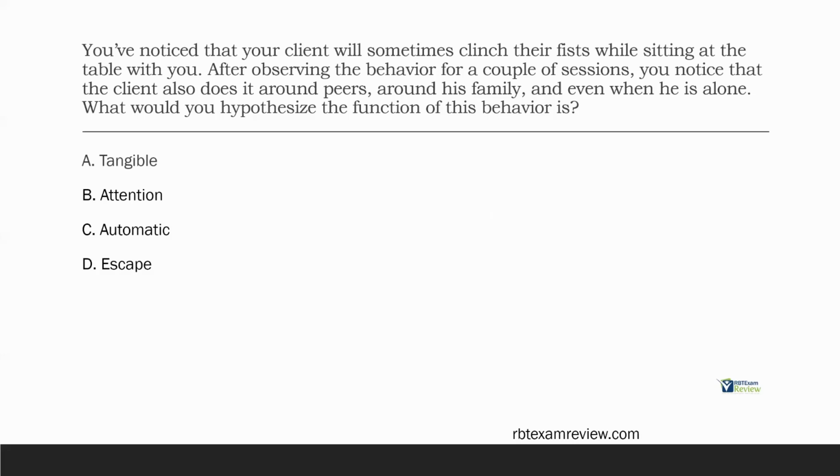What about attention? Again, it's happening around you, okay? But then it happens around peers and his family, and even when he's alone. So attention doesn't seem to fit if it's happening across all this time, even when there's no attention to gain. So again, he's not apparently trying to gain much from the social environment. So tangible and attention are out. What about escape? Are we presenting any task? Are we presenting any aversive stimuli? Again, it doesn't seem so. Even when he's alone, there's no need to escape, and it's occurring. So that leaves us with automatic, also known as sensory.